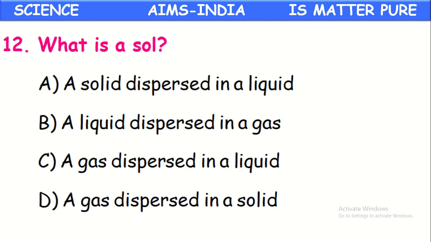What is a sol? A sol is a general form of solution formed when a solid dissolves in a liquid and forms a homogeneous mixture. That is called a solution, or generally a sol. A solid dispersed in liquid. So a sol is formed when a solid is dispersed in liquid.